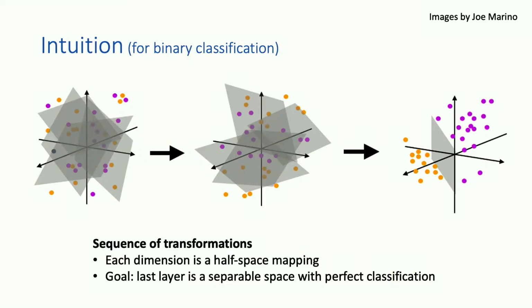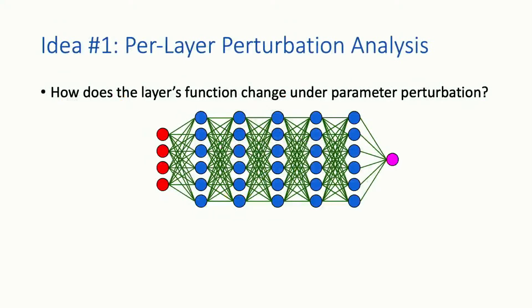Okay, so this is one way to think about the structure of a neural network, and to get some insights for why this might help us design a better optimizer. The first idea that we're going to talk about in this talk is per layer perturbation analysis. In other words, how does a single layer's function change under parameter perturbation?